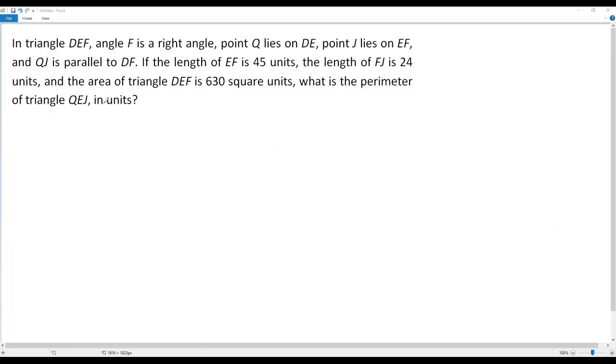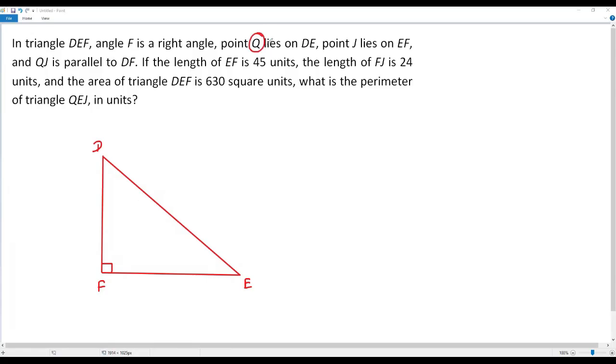Okay, first let me draw a right triangle. Here I have drawn a right triangle, and there is information in triangle DEF: angle F is a right angle. So we have to mark the point F at the right angle over here. And let me mark D over here and E over here. And we have the information that point Q lies on DF.